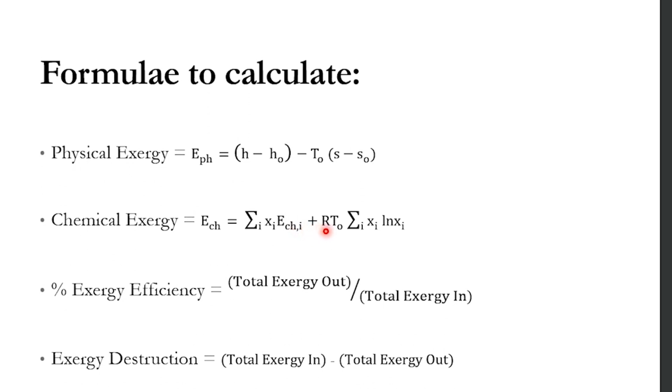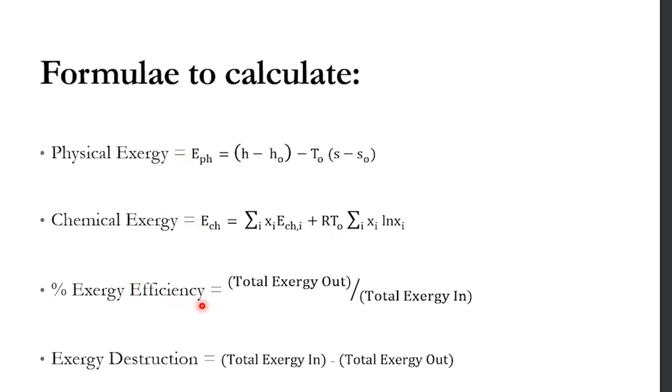Plus R, which is the ideal gas constant, T naught, which is the reference temperature 298.15 Kelvin, and again xi times natural log of xi. So overall, this parameter of chemical exergy is divided into two terms. Once we calculate, this will be the first term, and this one will be the second term, and then we will sum it up. And obviously the units should be consistent, so we will also see this impact over there.